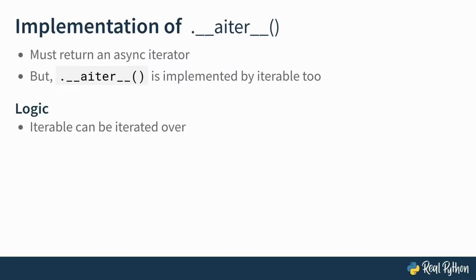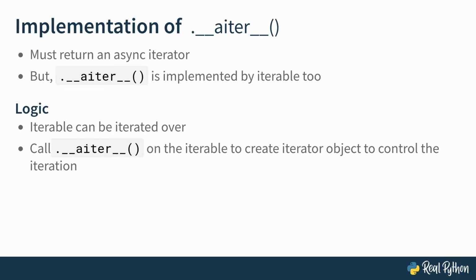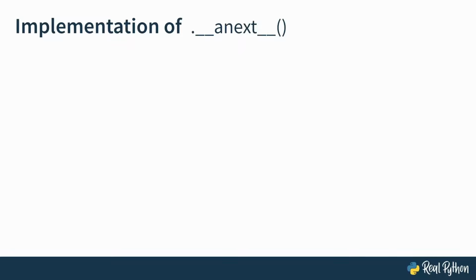You can think of it this way. An iterable holds the data that can be iterated over. And to then actually iterate over your iterable, you call the __aiter__ special method on the iterable to give you the object that controls that iteration process. And that object, as you know, is your iterator. So let's then move on to the iterator, which additionally implements the __anext__ special method.